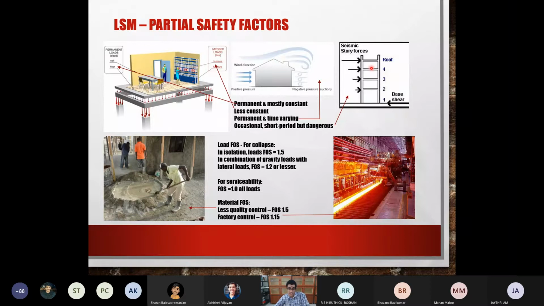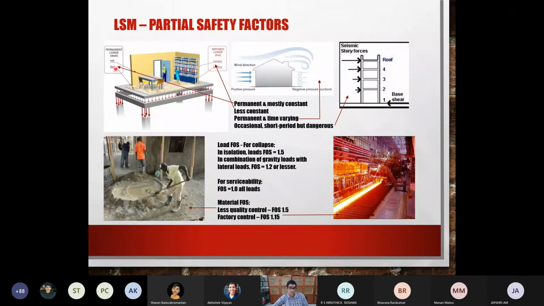Especially for heavy structures and tall structures, because the weight is more, the inertial force will be more. As you keep going up, at the bottom the acceleration will be less, but as you go up, the acceleration is actually more when the building shakes. So the inertial forces will also increase as you go up. So these are all different forces.